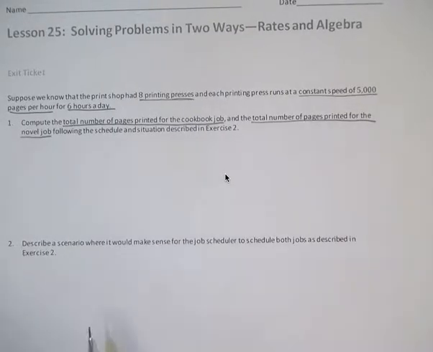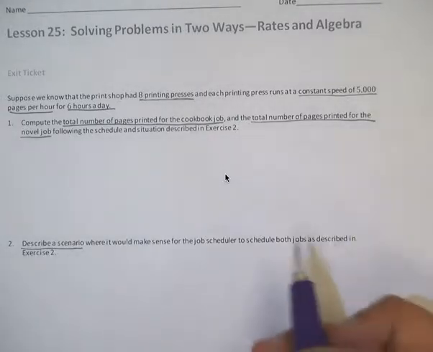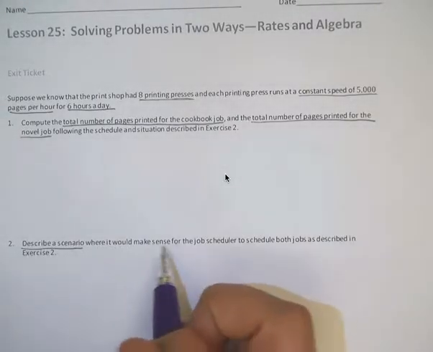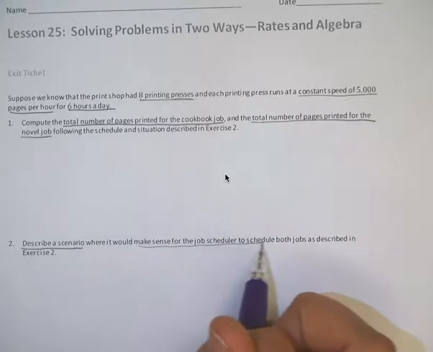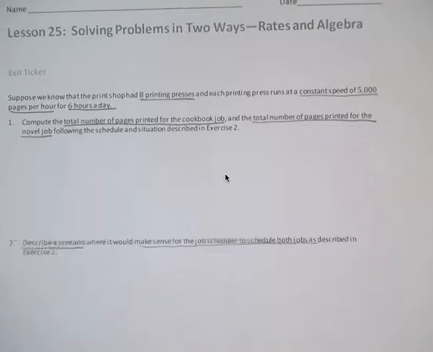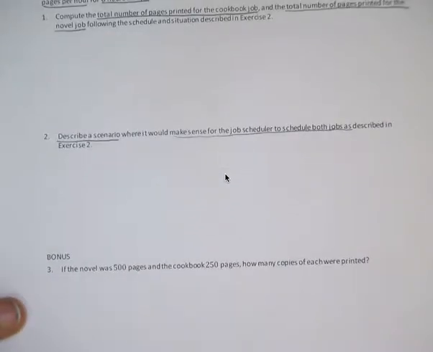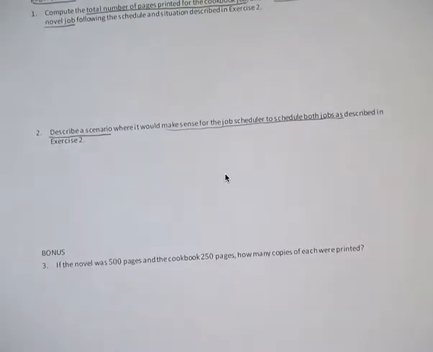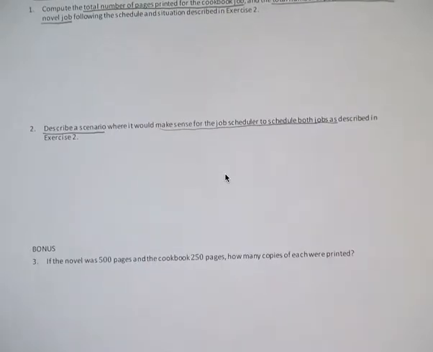Okay, next. Describe a scenario. So underline describe a scenario where it would make sense for the job schedule to schedule both jobs as described in exercise 2. So you're coming up with a scenario where it would make sense to schedule both those jobs. 3 is a bonus. So if you do 3, you can pull this up to a 4 on this exit ticket. And I will give you credit for that standard.